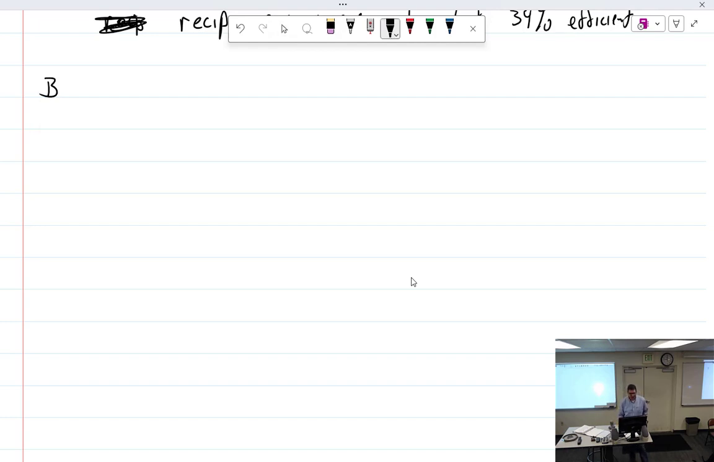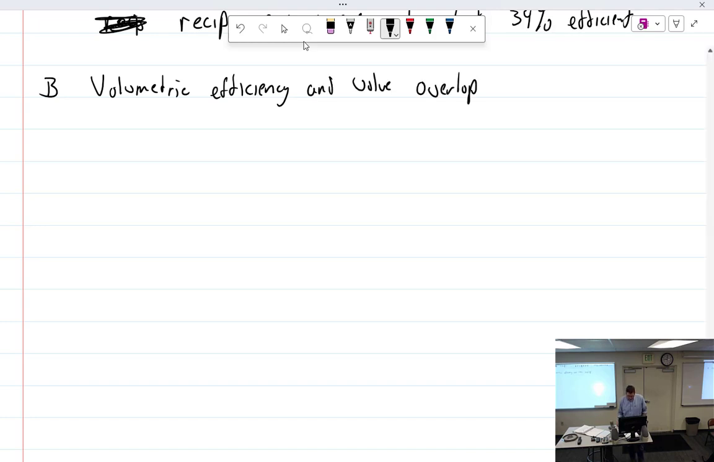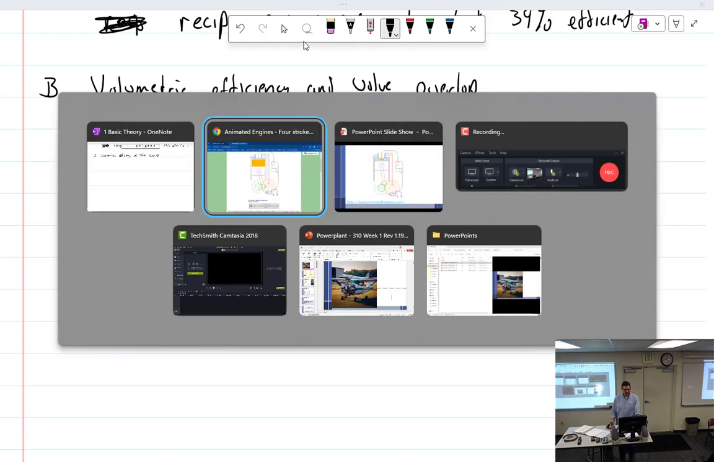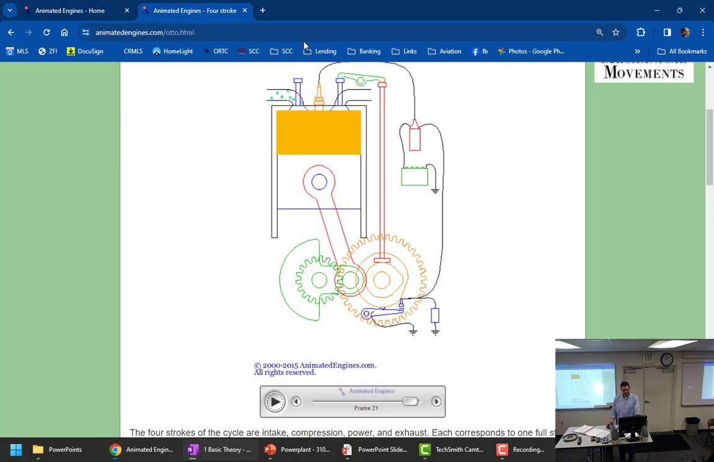So, all right. So volumetric efficiency. So what we want to do with this is, volumetric efficiency and valve overlap. Volumetric efficiency is a big deal in any engine. It's an even bigger deal in aircraft engines, mostly because that's what I work on and care about.